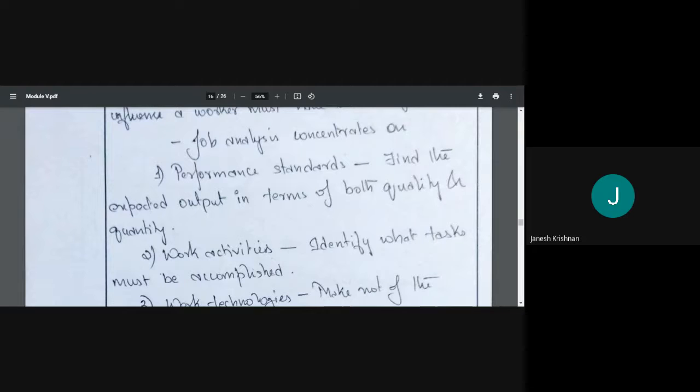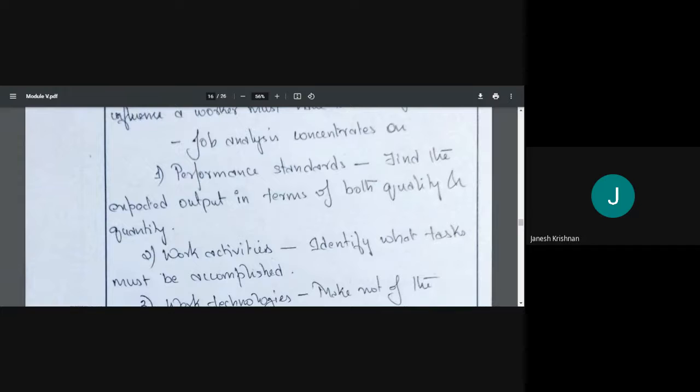The second one is work activities. Identify what tasks must be accomplished, and all the other works which have to be completed. Say you're making a recipe, making a cake. You have to buy the products, follow the recipe, bake it for some time, and then you will get the final output. So identify all the tasks that have to be accomplished.